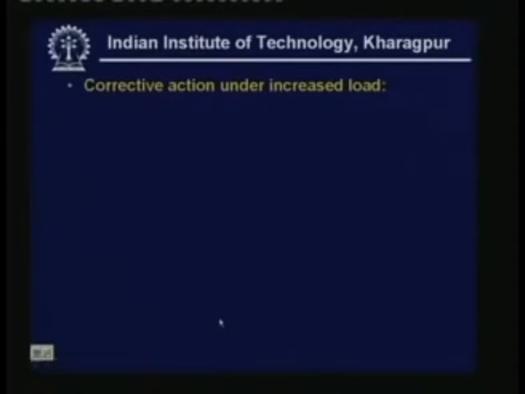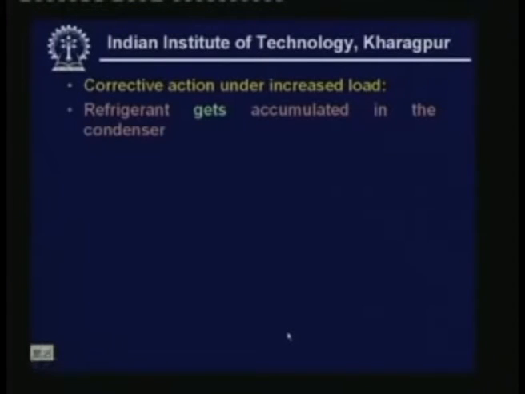Now this cannot continue indefinitely. There must be some corrective action. So what is the corrective action? The corrective action under increased load is like this. Refrigerant gets accumulated in the condenser. Because the evaporator starves, the refrigerant goes and gets accumulated in the condenser.